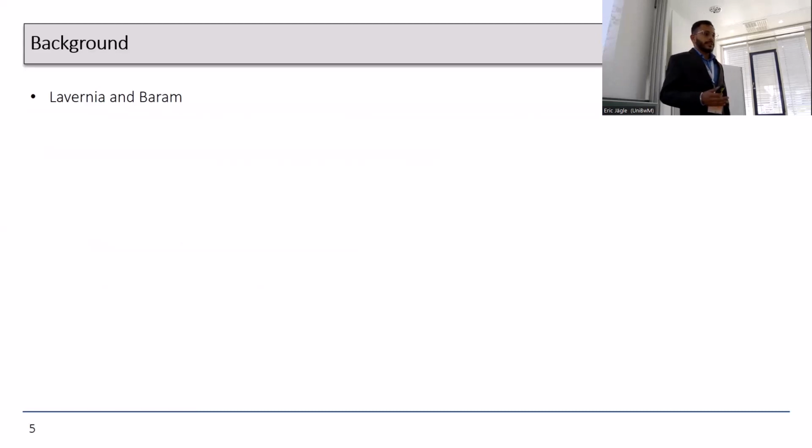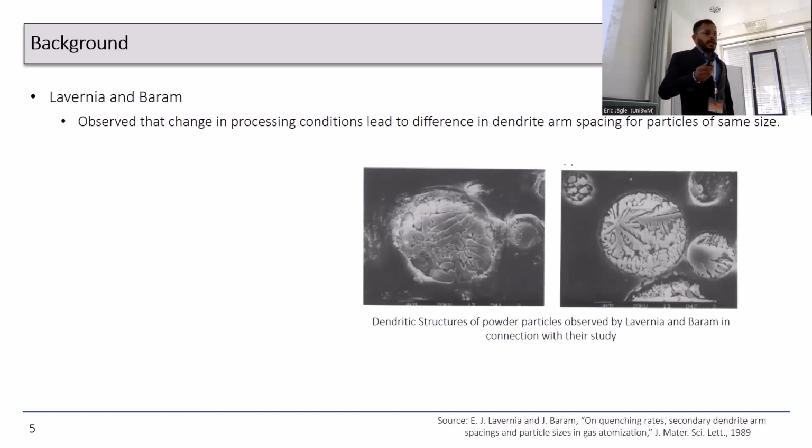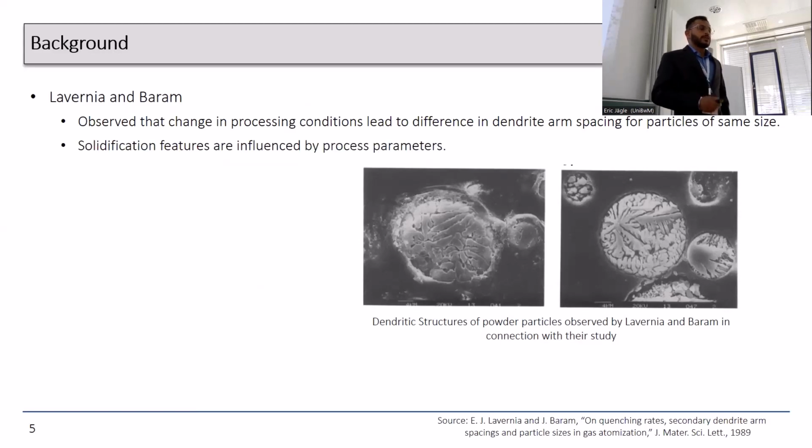So let's see what had been happening in the field. In 1989, Lavernia and Barham had their study on droplet solidification, and they observed that changing processing conditions can lead to different dendrite arm spacing for particles of the same size. So droplets of the same size create a different morphology when they were processed under different conditions. Also, the solidification features are influenced by process parameters, including cooling rate.